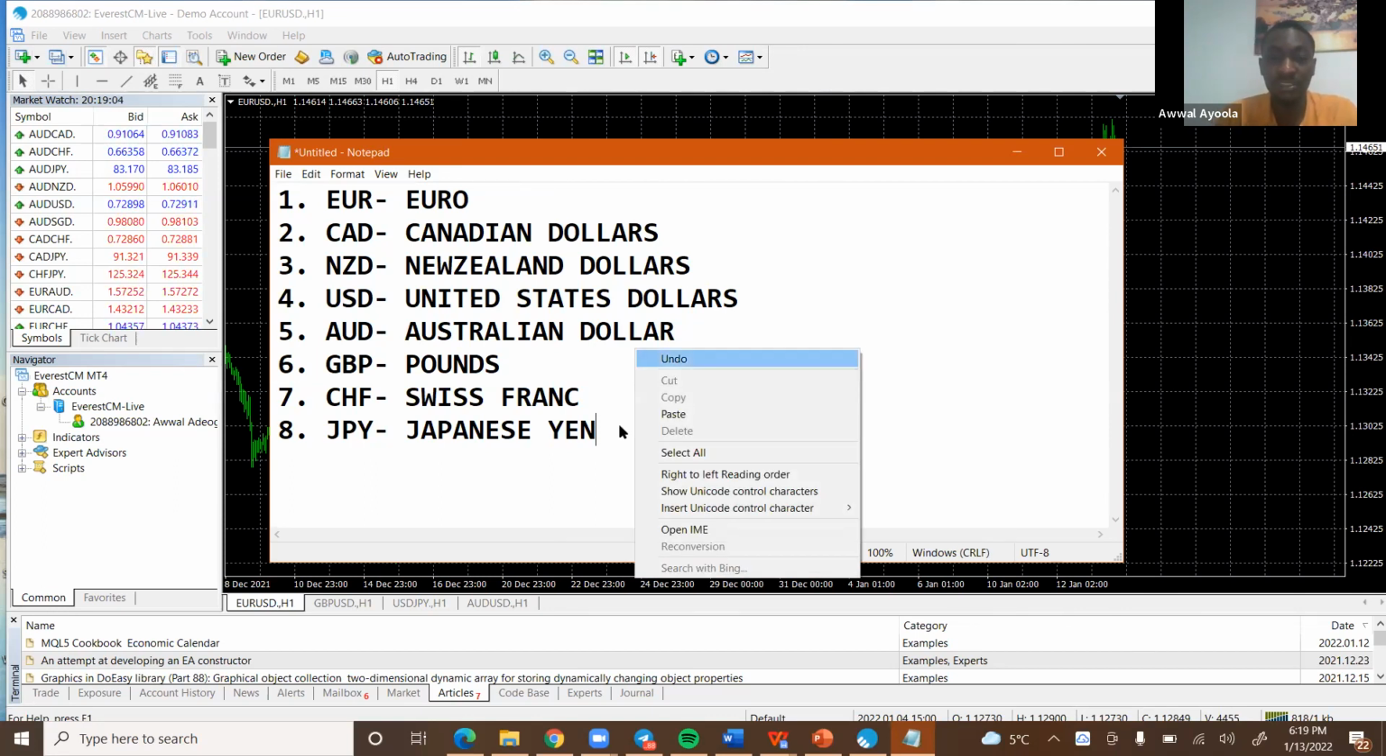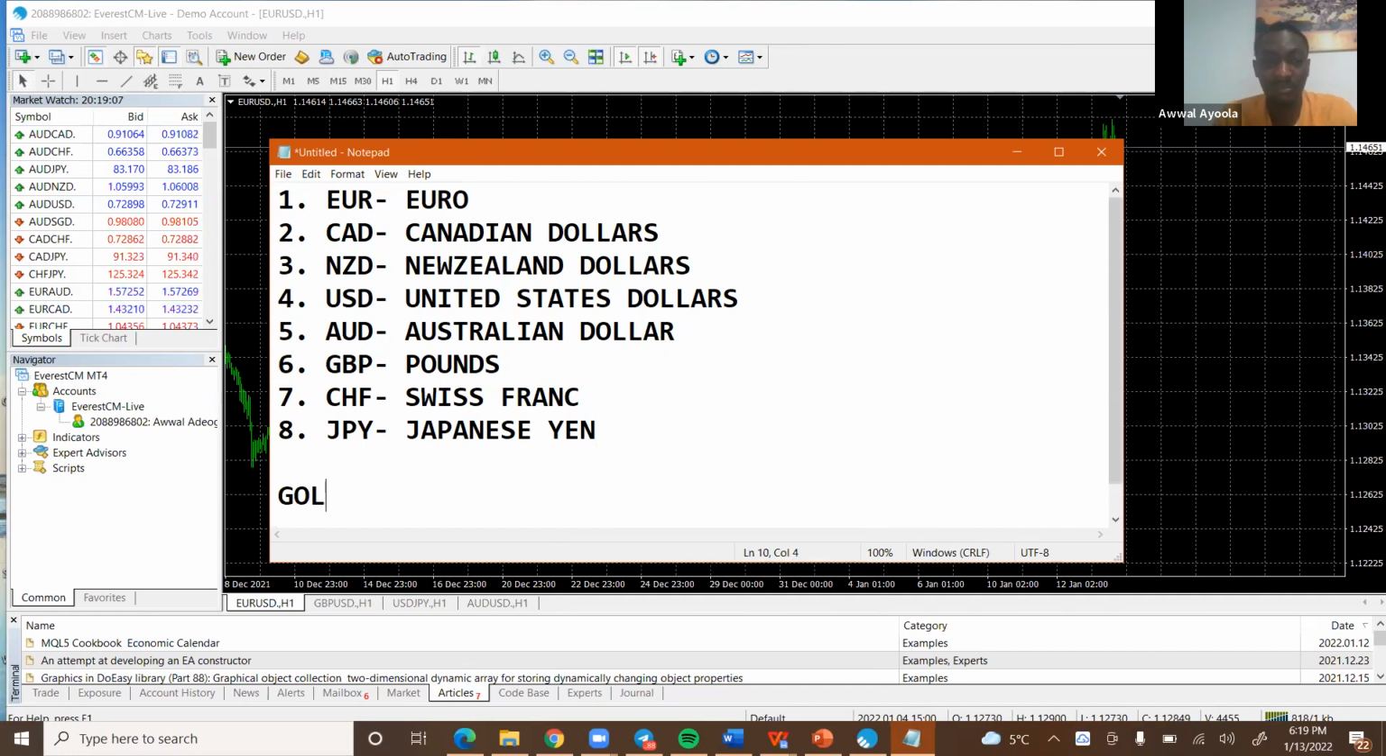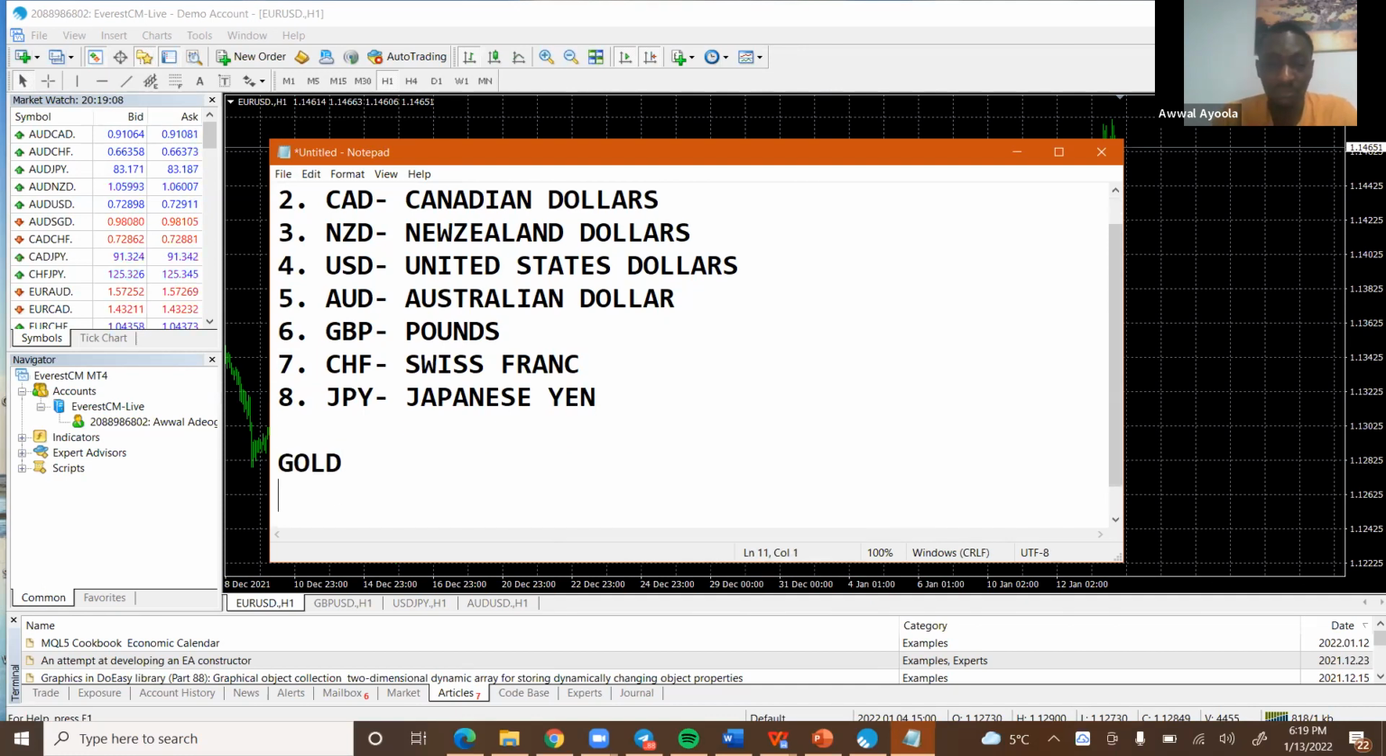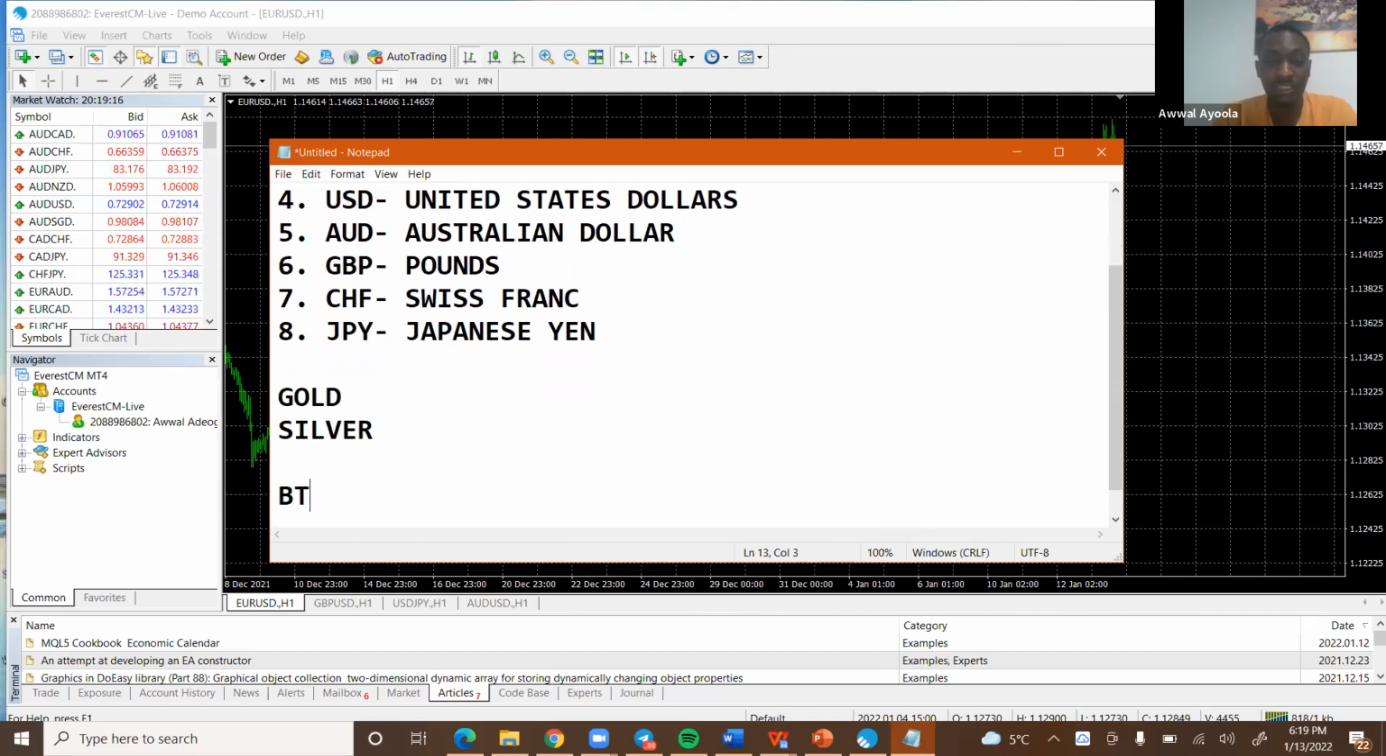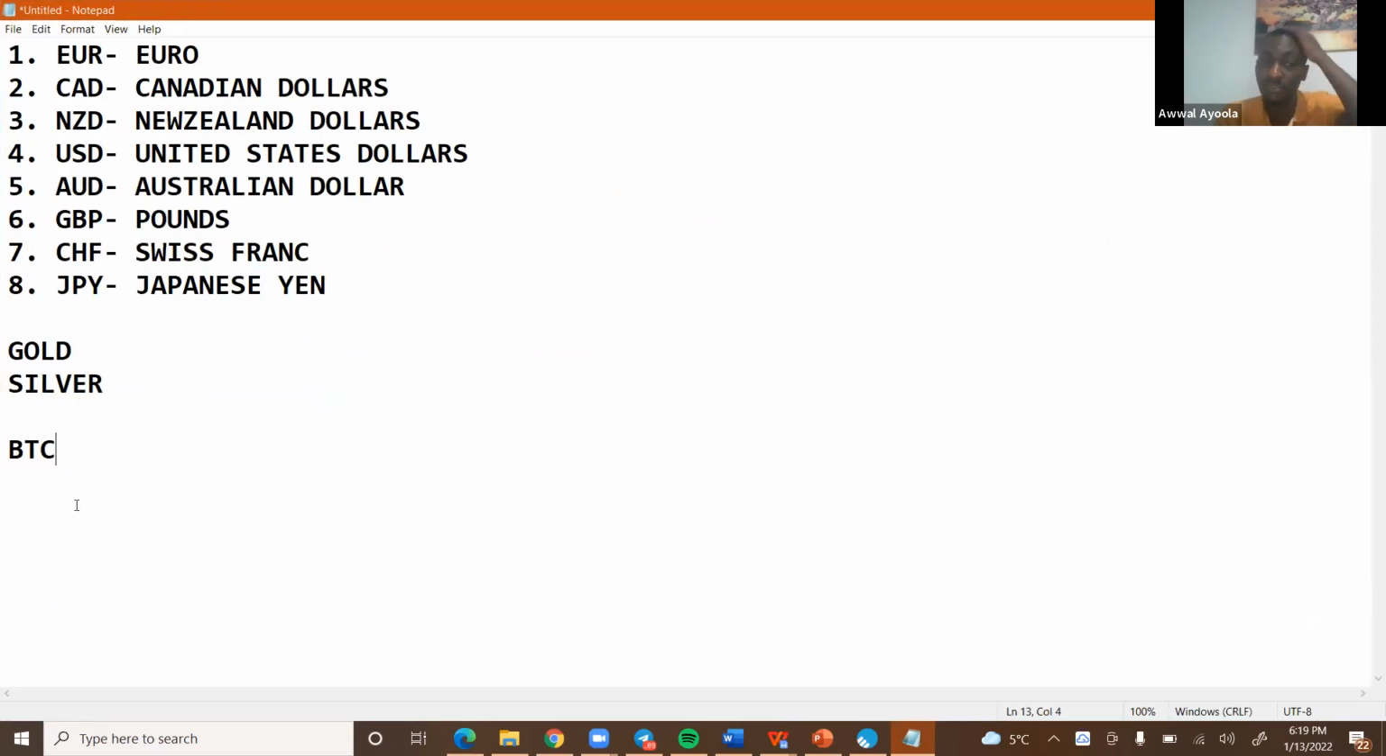Now, when it comes to commodities, the major commodity that we trade here in the market is gold. But there's also silver that you can trade, and even platinum and the likes. But the major one we trade is gold. You can also trade BTC, guys. You can trade indices like the US 30, NAS 100, and the likes. All these things are available for us to trade in the market.